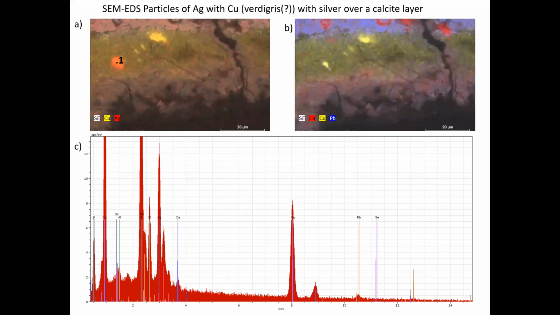Besides ancient knowledge of the incompatibility of this pigment with lime, we can also consider this finding of silver as an addition, an intentional addition.